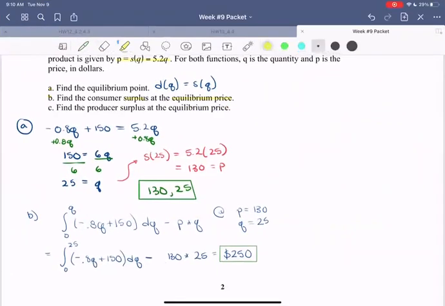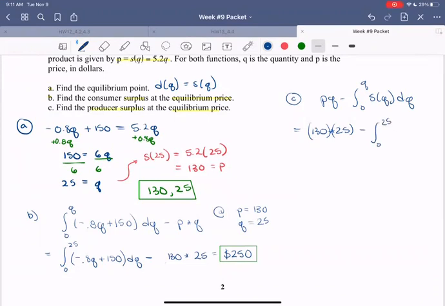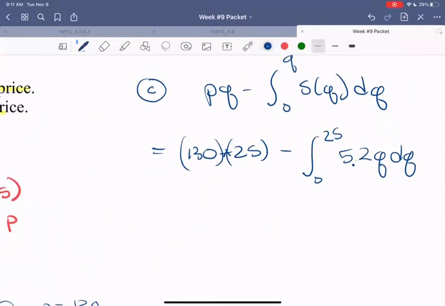Part C is similar, but now we're finding the producer surplus at equilibrium price. So I'd like you to pause the video to first set up that integral. When you're ready, let's look at it together. All right, so this is part C. The producer surplus will look like P times Q minus the integral from 0 to Q of the supply function. So for us, that looks like P is 130 times Q is 25, minus the integral from 0 to 25 of 5.2 Q dQ. All right, so check your work, make sure that it looks consistent here.